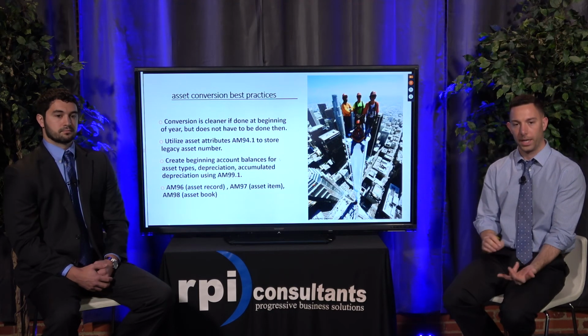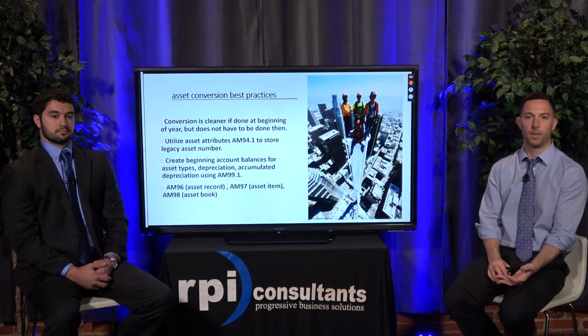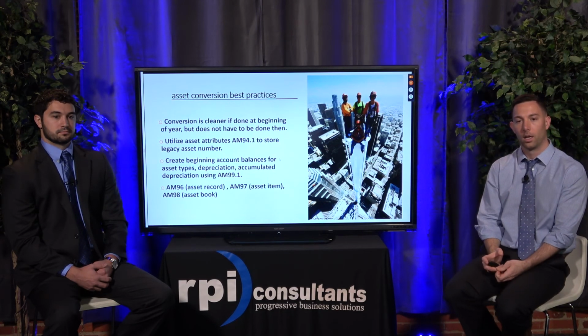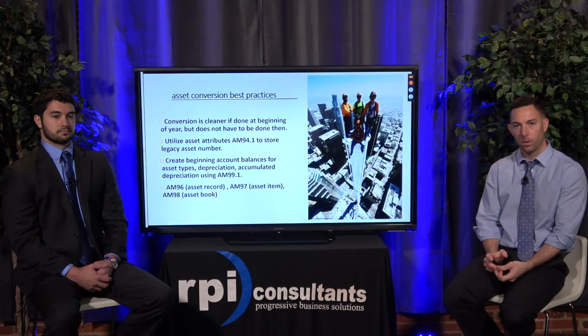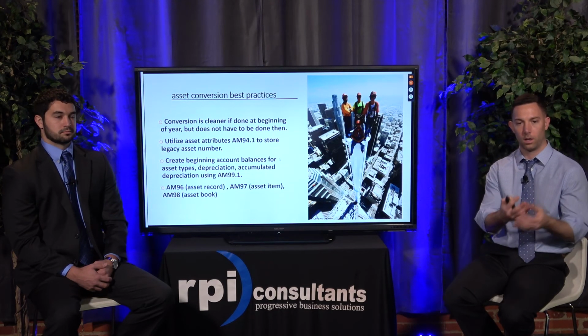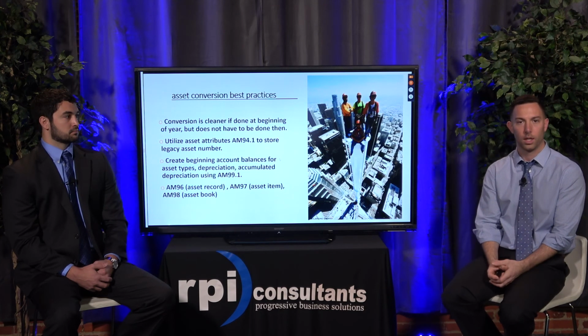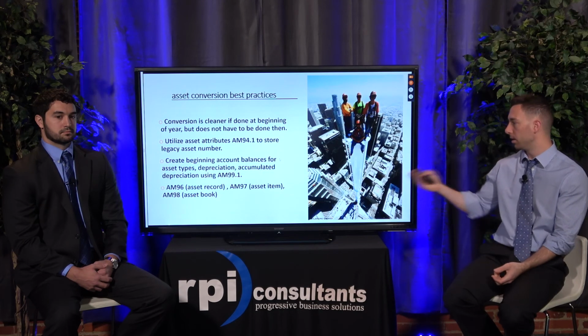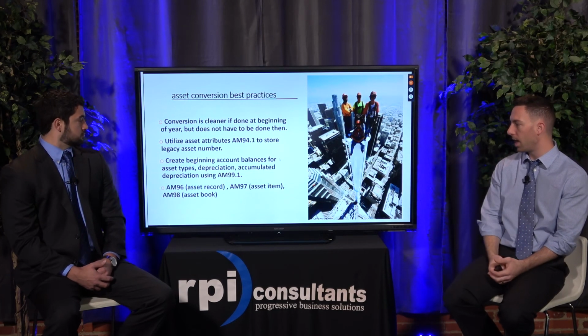We also want to bring in account balances for asset types, depreciation, and accumulated depreciation using AM99. That'll make sure our AM270 reports will have the right opening account balance for all of our depreciation, accumulated depreciation, and asset type accounts. And then our process is using the AM96, 97, and 98.